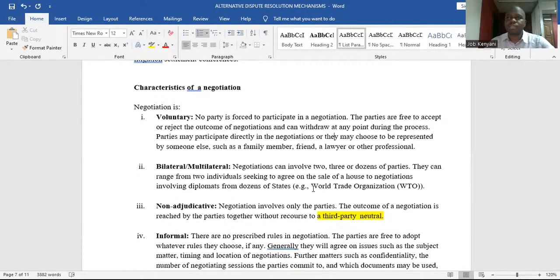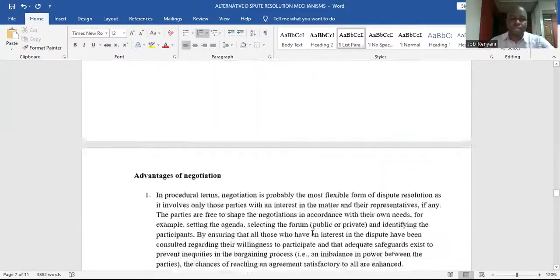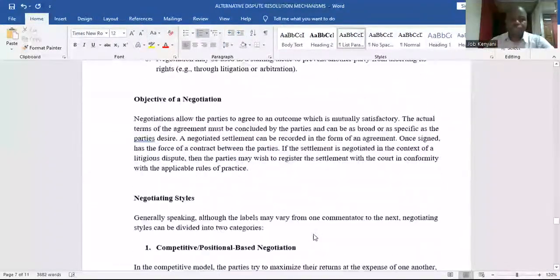Under arbitration, there's actually an arbitrator. So there are the other methods we've tried to mention. So maybe it's good you understand them.